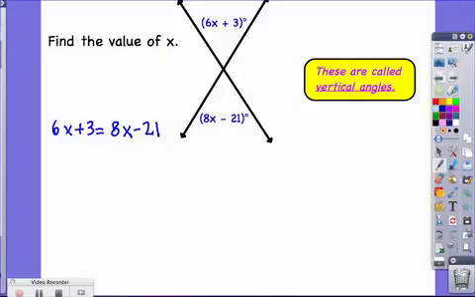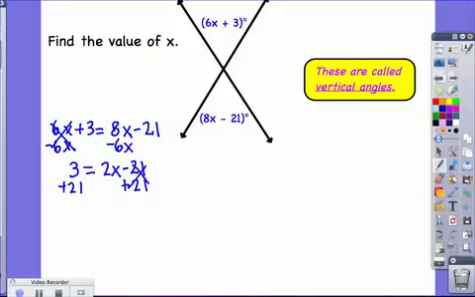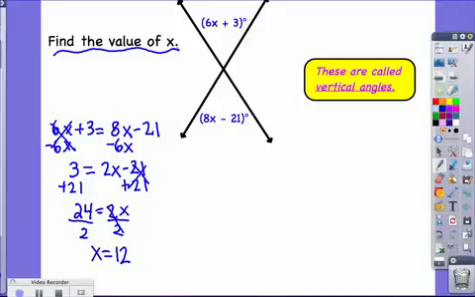Since the question said to find the value of x, we found that it was 12. However, sometimes they may ask for the angle measure, in which case, plug in 12 for x. What is the angle measure? Six times 12 plus 3 gives us 72 plus 3, or 75 degrees.